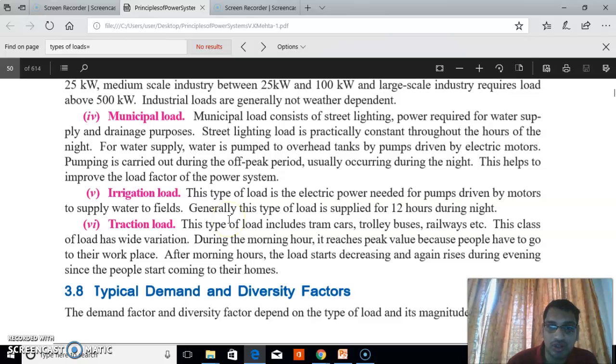Next one is traction load. Traction load is nothing but the loads connected with electric trains, metro trains, electric buses, railways, etc. The peak of the traction load happens during the morning and evening time, because most passengers travel between 7 and 10 a.m. or in the evening between 3 p.m. and 7 p.m. At that time the peak will happen. So that is traction load.